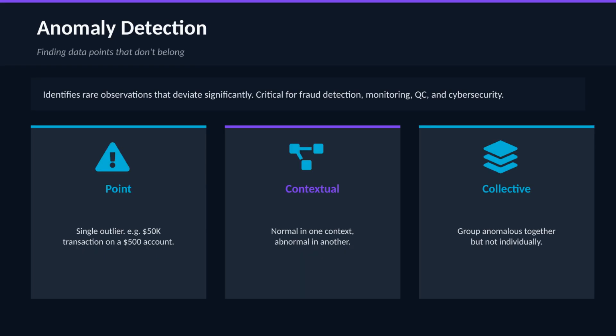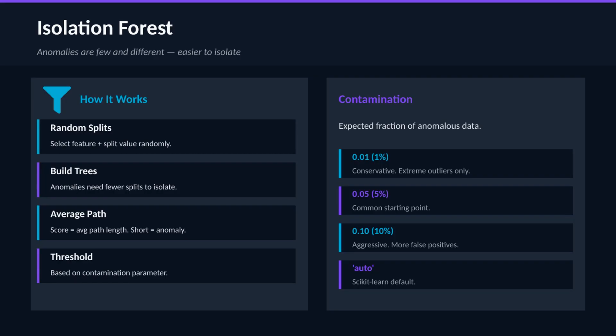Anomaly detection finds data points that don't belong. This is critical for fraud detection, system monitoring, quality control, and cybersecurity. There are 3 types of anomalies. Point anomalies, a single outlier, like a $50,000 transaction on a $500 account. Contextual anomalies, normal in one context but abnormal in another, like 80-degree weather in summer versus winter. And collective anomalies, a group of points that are anomalous together but individually look fine, like a sequence of failed login attempts.